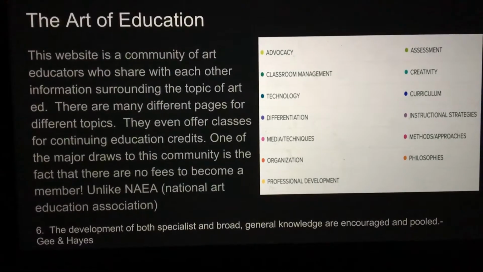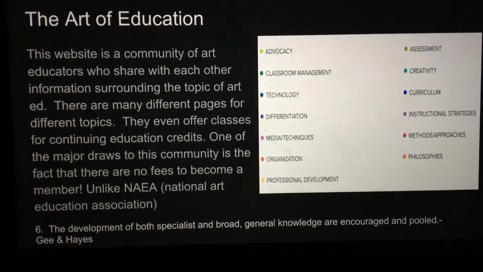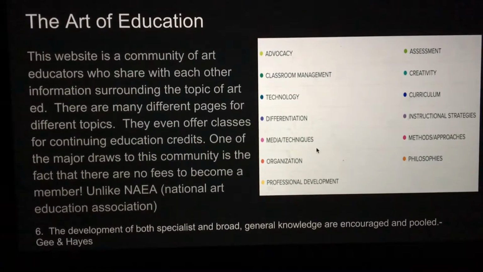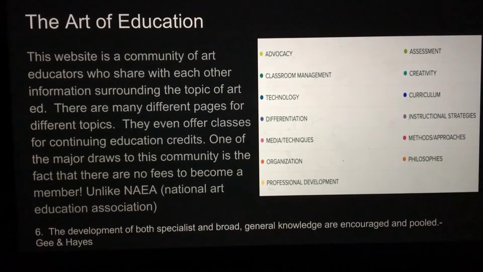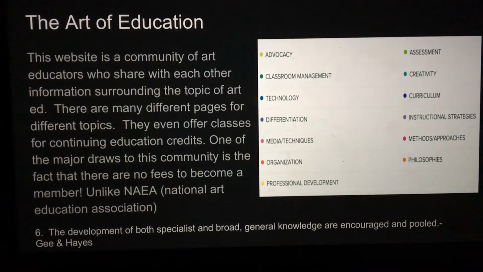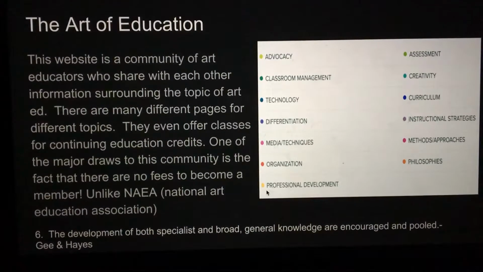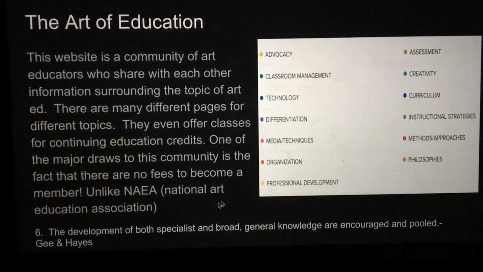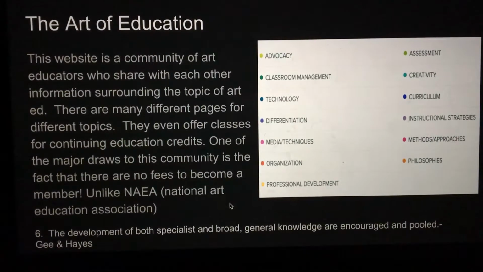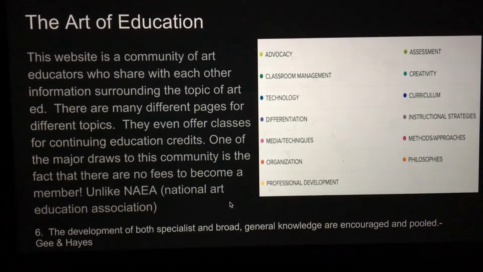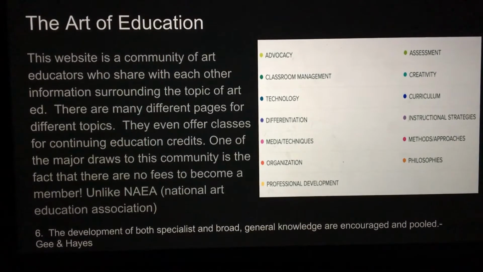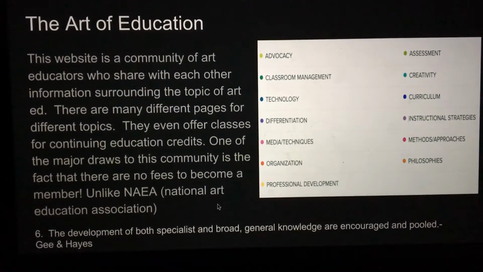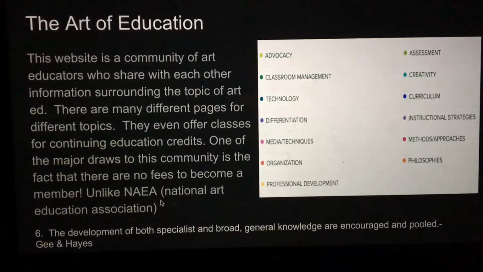And furthermore, on their website, this is just an example of one of the pages where you can see all the different courses and subtopics that they have for art teachers to adhere to. And again, after reading Guy and Hayes, I saw that they had specialists and broad general knowledge, and they're encouraged to pull it together for the ease of the participants.